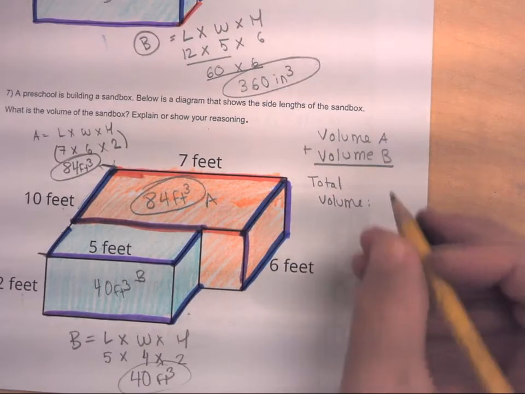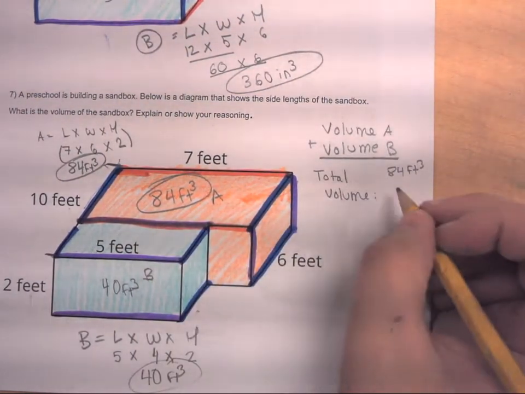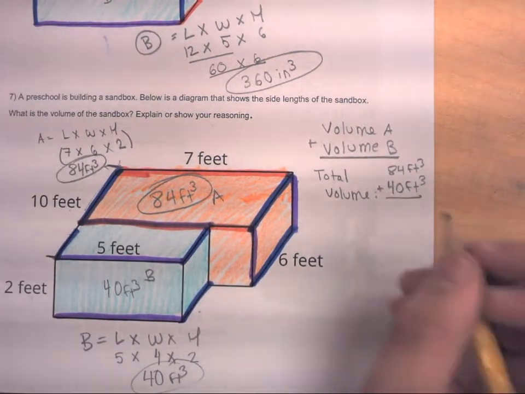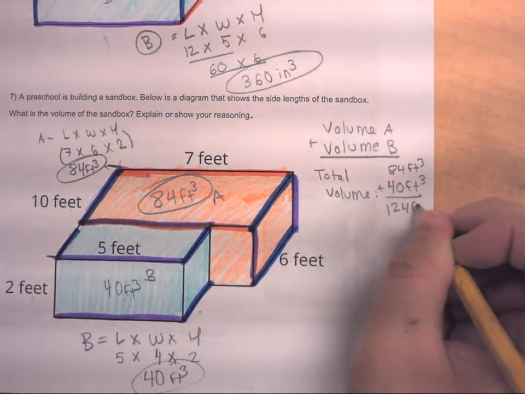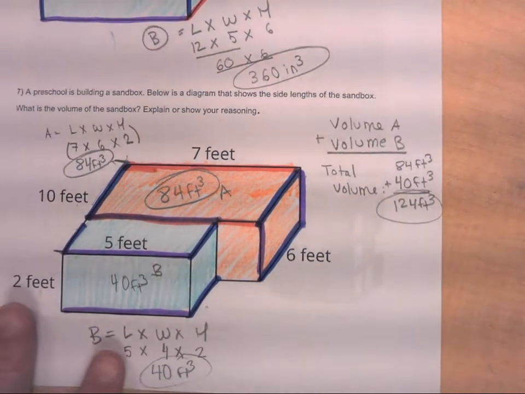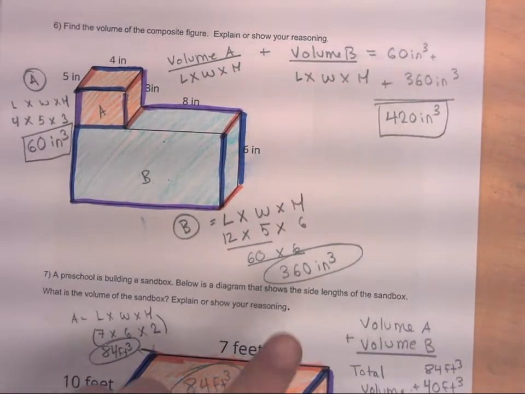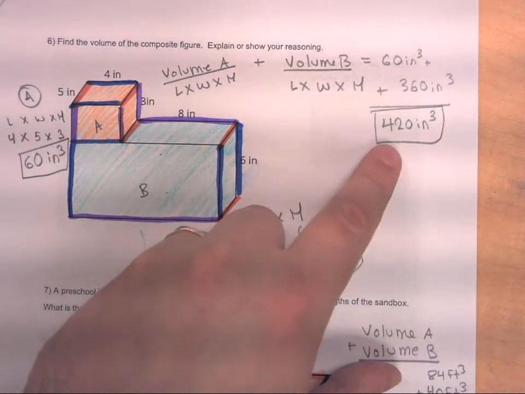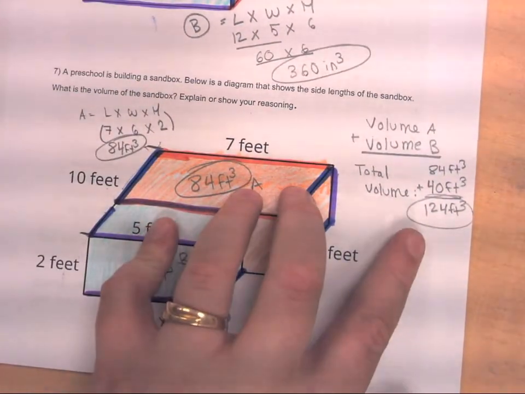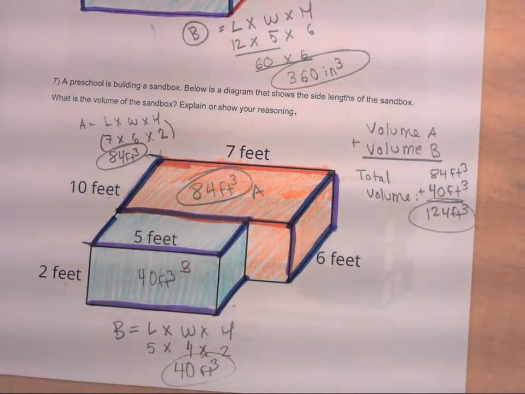So to find the total volume, we must add 84 cubic feet from A, 40 cubic feet from B, which is going to give us a total volume of 124 cubic feet. So, answer for 6, 420 cubic inches. Answer for 7, 124 cubic feet.